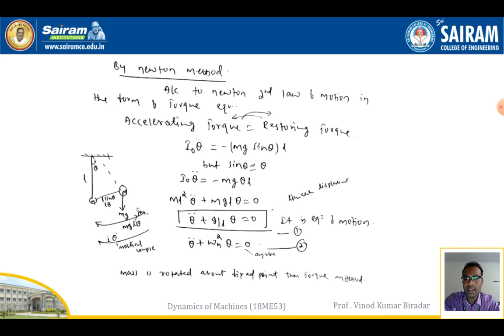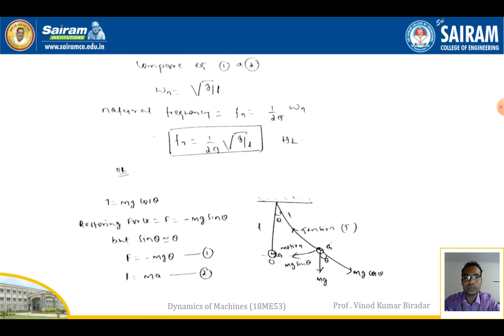I showed this in the diagram also, swinging around through 180 degrees. Now compare equations 1 and 2. Omega n is equal to square root of g by L.